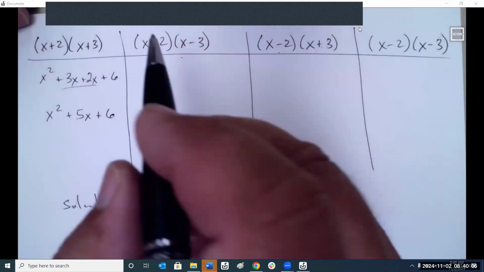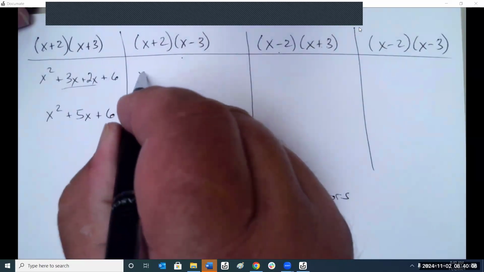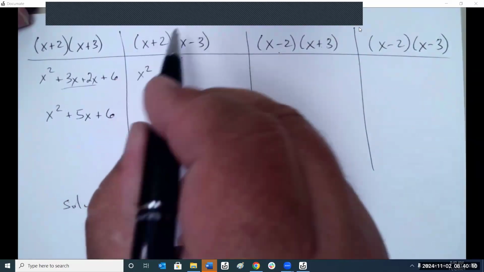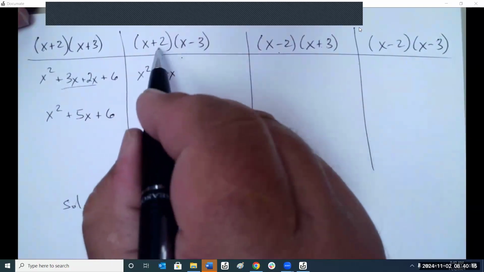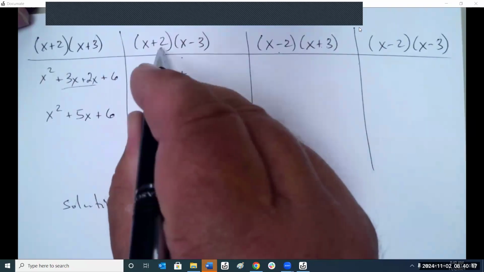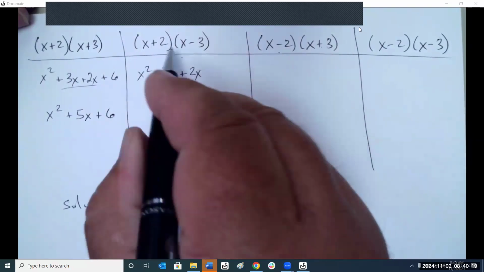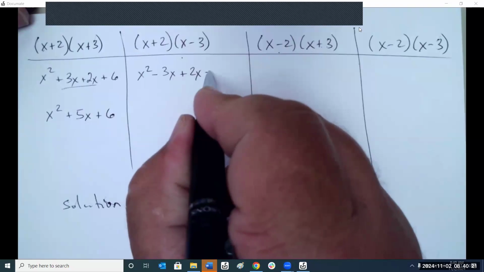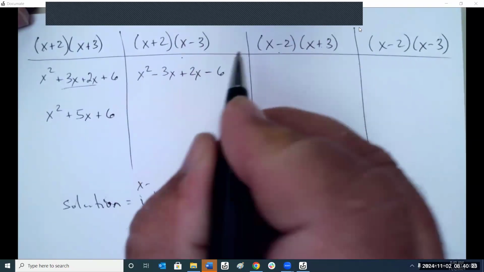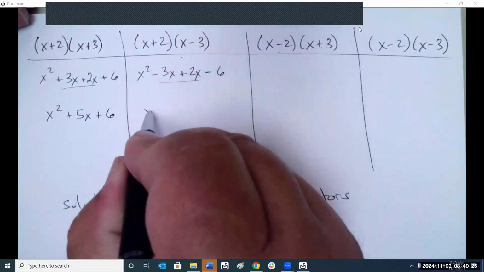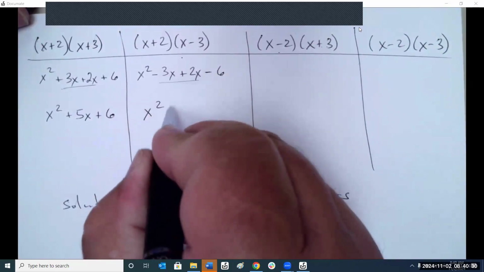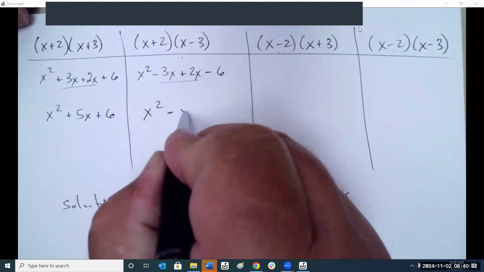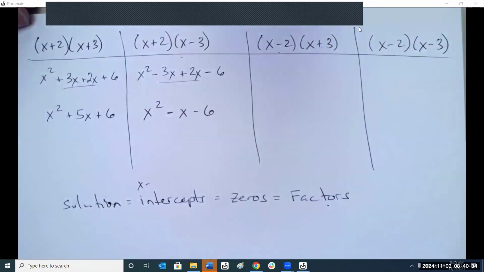The next one. X times x is x squared. Positive times negative is a negative. X times 3 is 3x. Positive, positive is a positive. 2 times x is 2x. Positive times negative is negative. 2 times 3 is 6. Combine like terms. Negative, this 3 is bigger than 2, so the answer is negative. 3 minus 2 is 1. It's that.